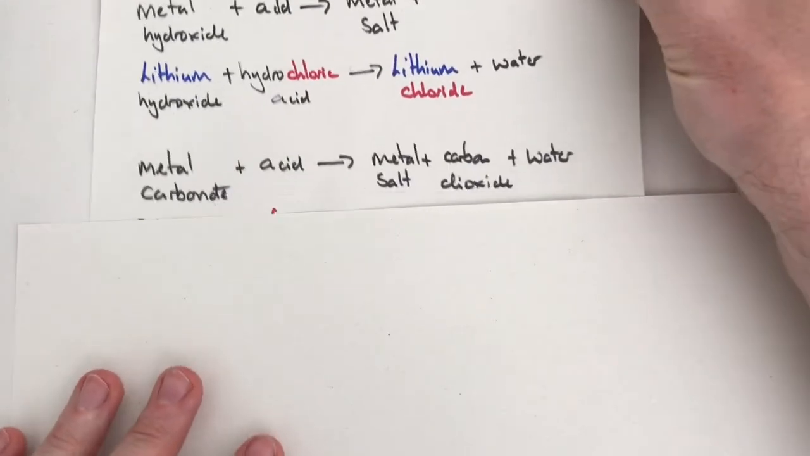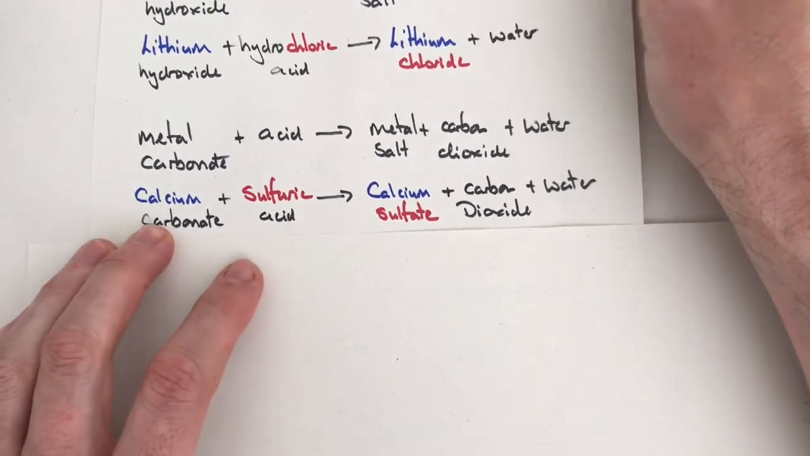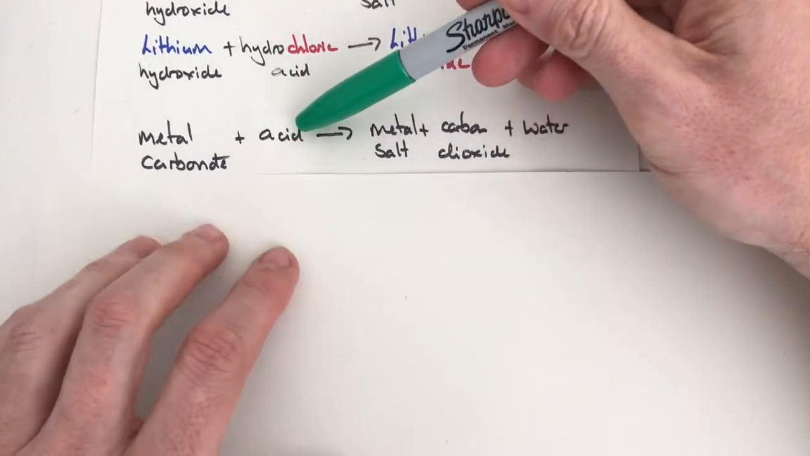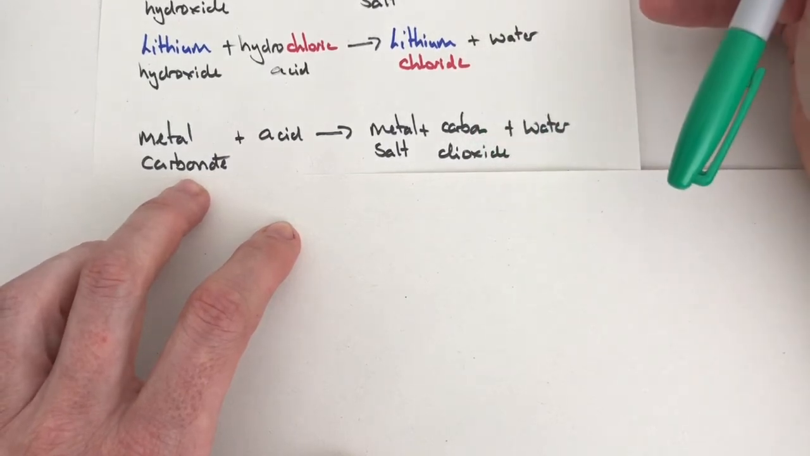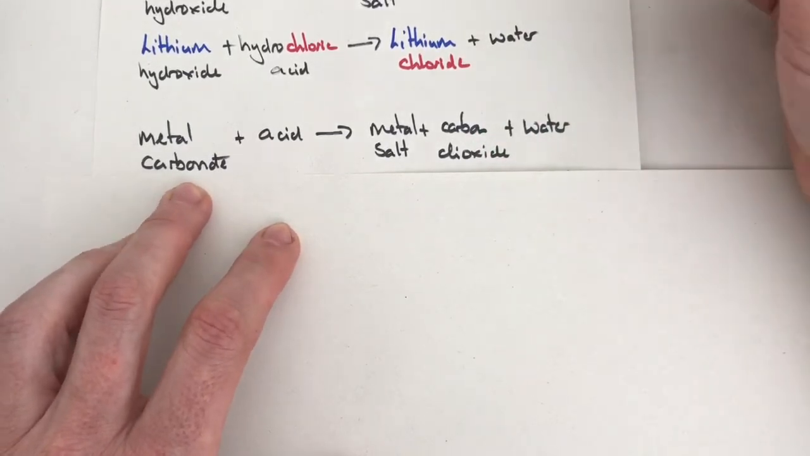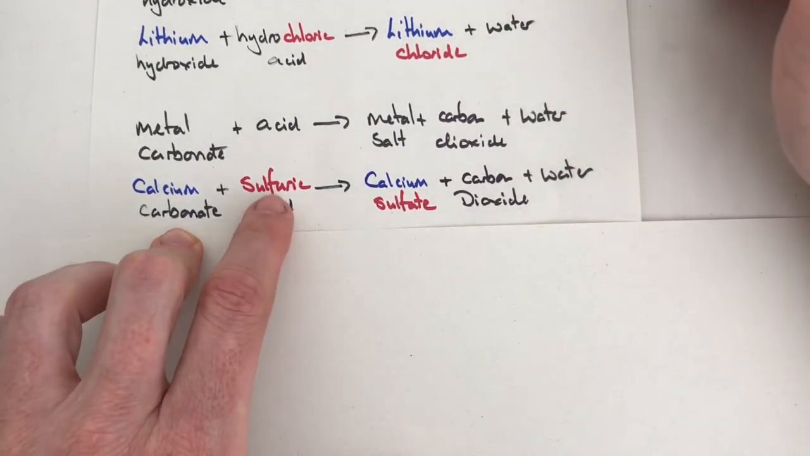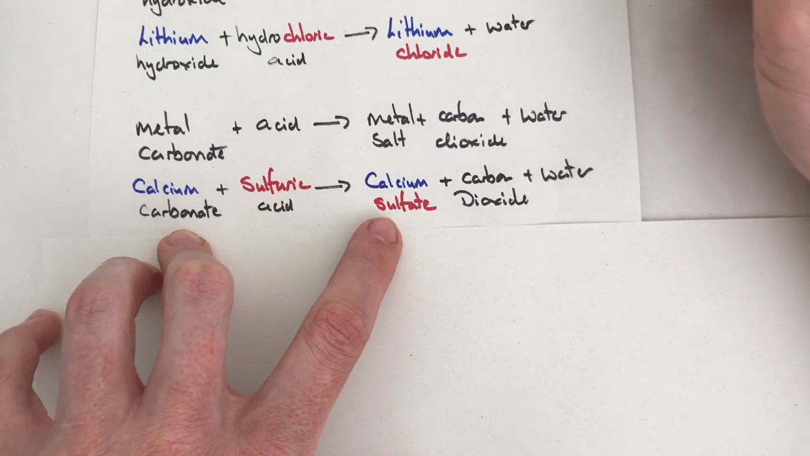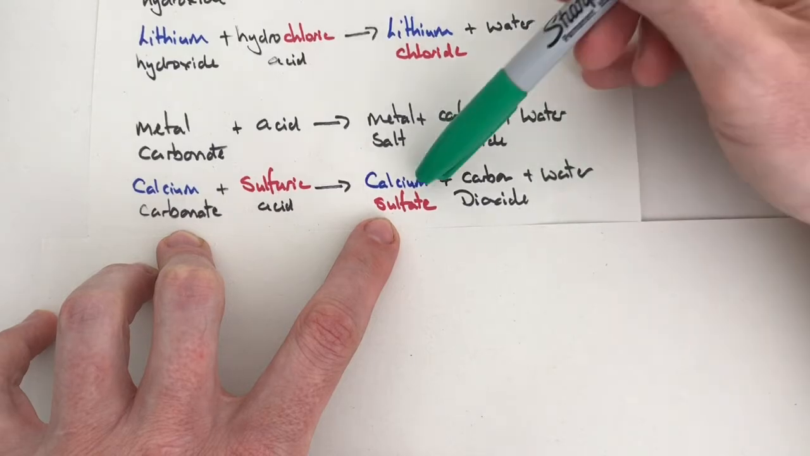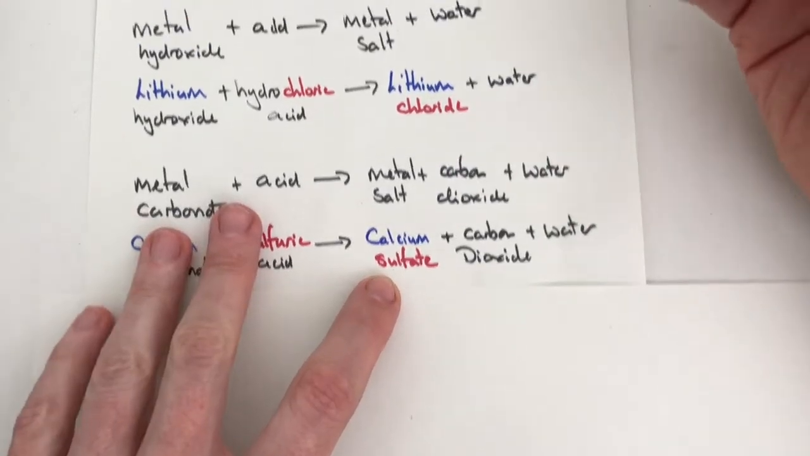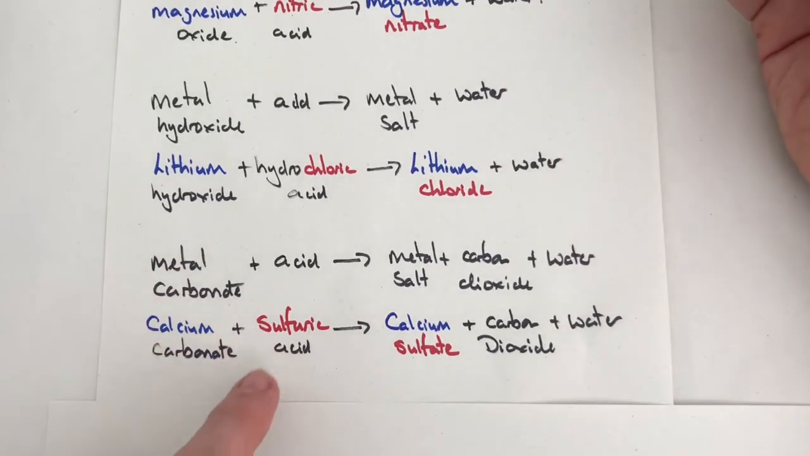And then the final one is a metal carbonate, so again it's a neutralization reaction, and you can see a metal carbonate with an acid makes a metal salt. Because it's a carbonate, we also get carbon dioxide forming, and we get water. An example is calcium carbonate with sulfuric acid. Sulfuric acid makes sulfate salts, so it's going to be calcium sulfate, with the carbon dioxide and the water as the products.